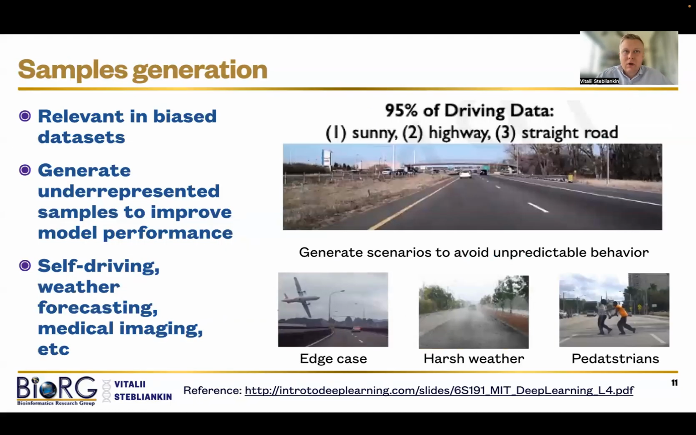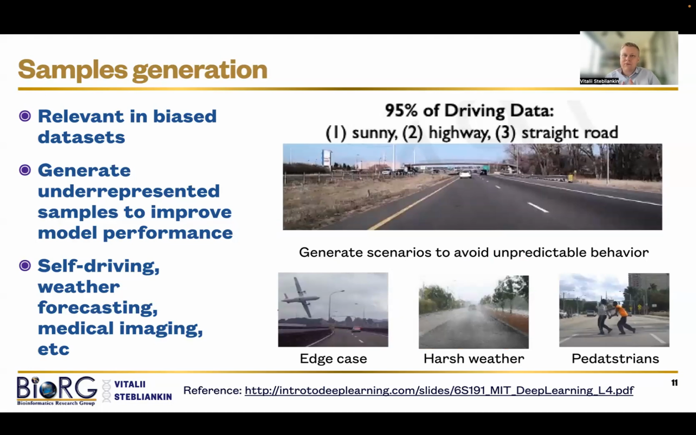So another application of generative AI is to generate samples to train even better AI. So it is relevant in biased data sets. So imagine a data set, for example, for training self-driving cars. So 95% of this data is images of sunny weather, right? So the car driving in sunny weather on a highway or on straight roads. So it's relatively easy to drive in such scenarios, right?